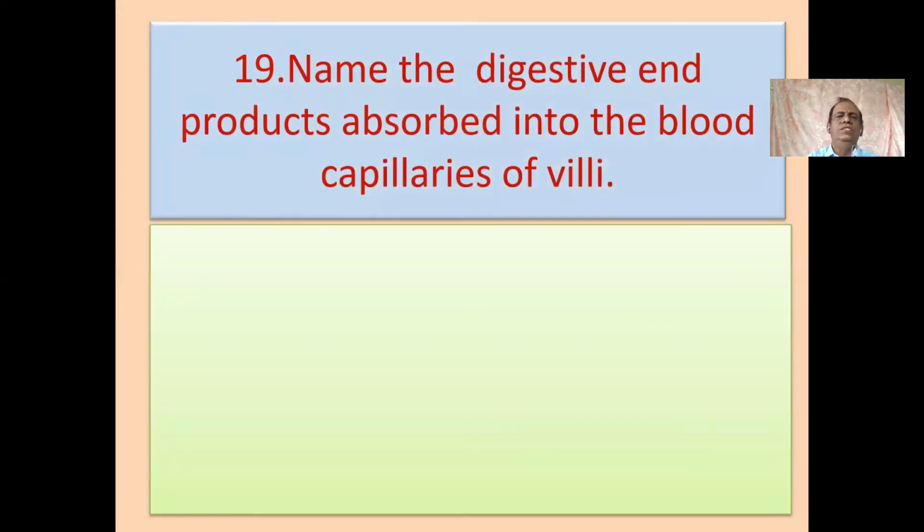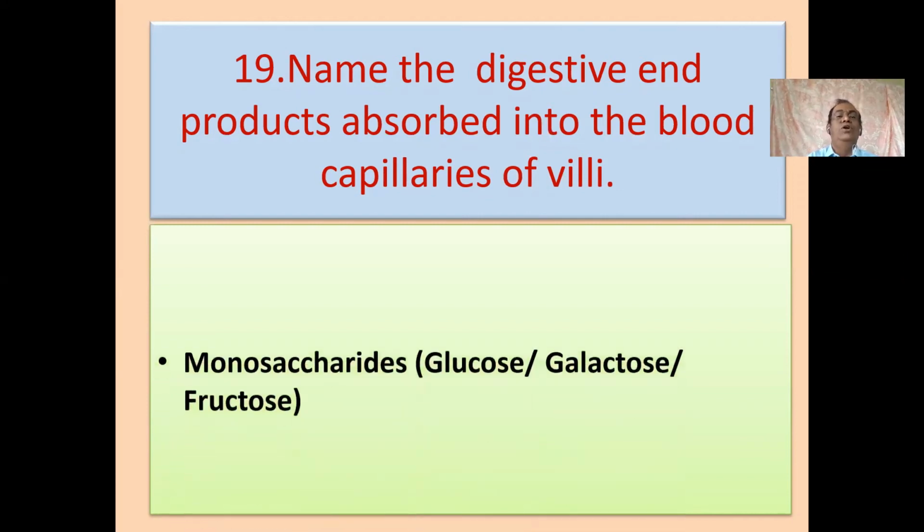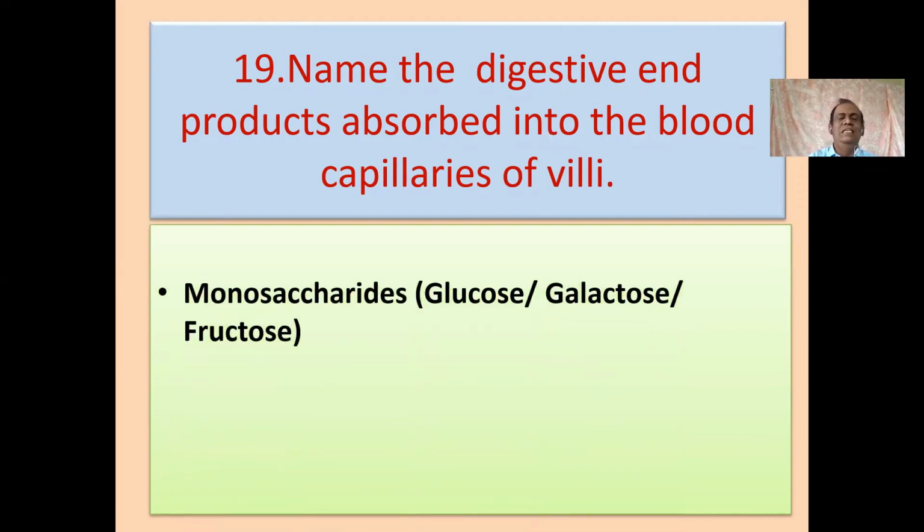Next one, name the digested end products. The end products, the monosaccharides, fatty acid, glycerol, amino acid, those things, are absorbed into the blood capillaries of the villi. Some are absorbed by the capillary, some are absorbed by the lacteal. What is absorbed by the blood capillaries? Monosaccharides, that is the simple sugars. So glucose, galactose, fructose, those are the final end products of starch digestion. Not only starch, other carbohydrates also.